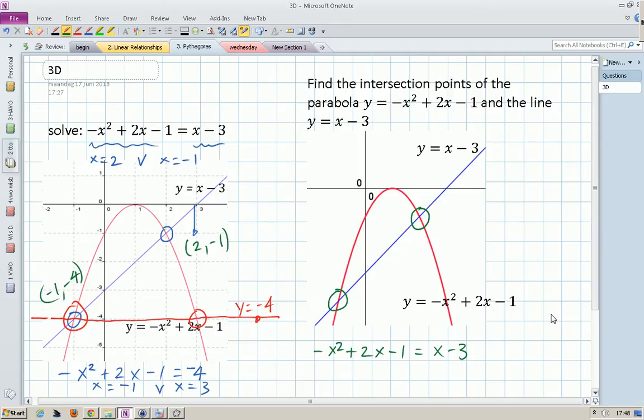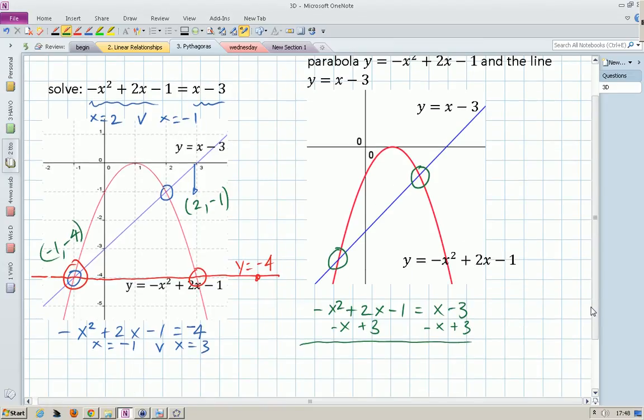So let me just solve this. This is a quadratic equation. We have to now solve it algebraically. I must bring the x's to the left, so I'm just going to subtract an x from both sides. I'm going to do this in one step and also add the 3 to both sides so that I get everything on the left and a 0 on the right.